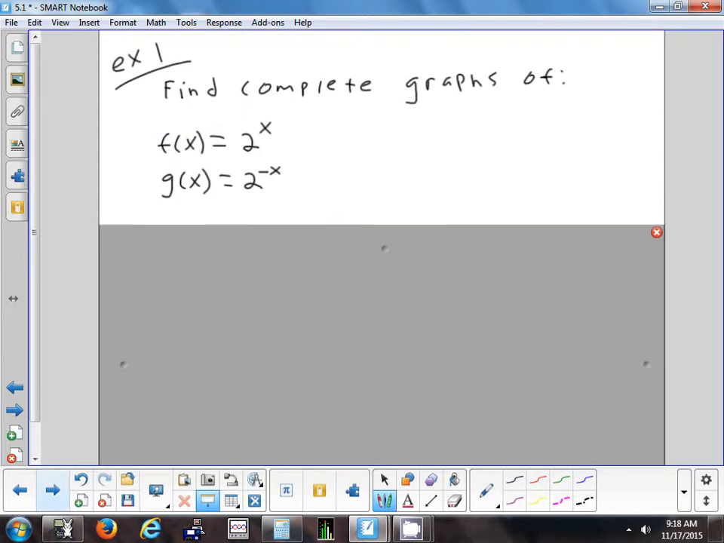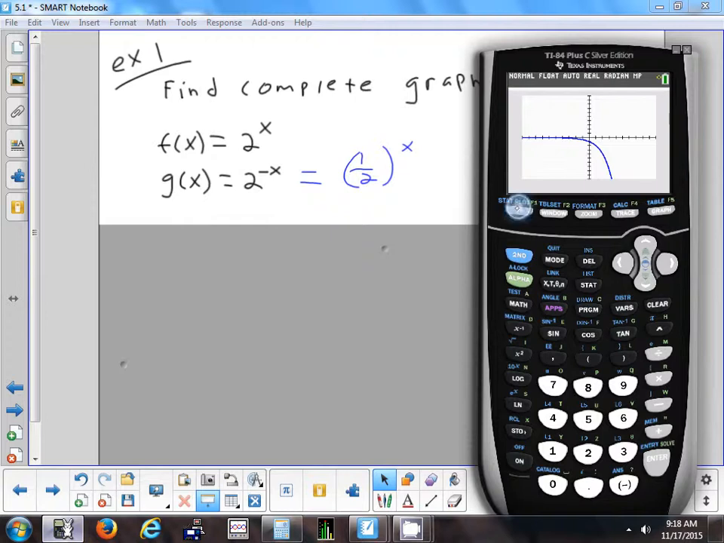All right, so let's graph each one of these and see what happens. Somebody remind me, what was 2 to the negative x? We just did that. 1 over 2 to the x. Now, for graphing purposes, I can type it in as 2 to the negative x or 1/2 to the x. They're exactly the same thing. But I'm going to type it in the way we just rewrote it.